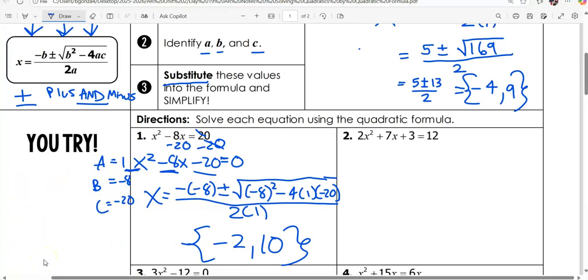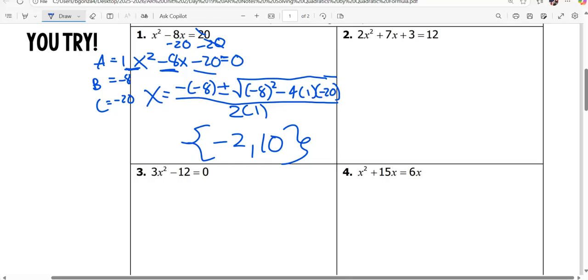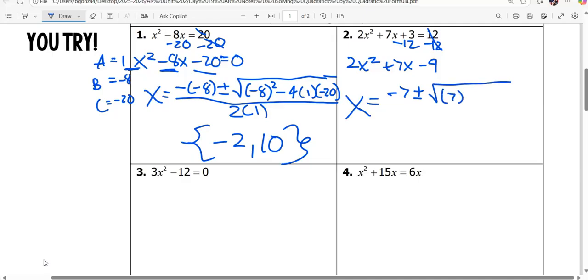All right, on the notes, just the setups of these. This is not equal to 0, so you should have done 2x squared plus 7x minus 9. So negative b is -7 plus or minus the square root of b squared minus 4ac, divided by 2a. Type that in your calculator, you get your solution.